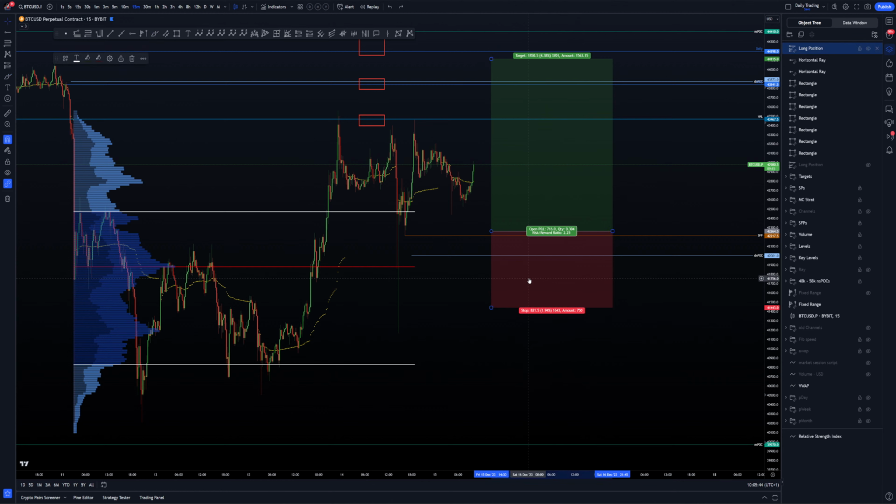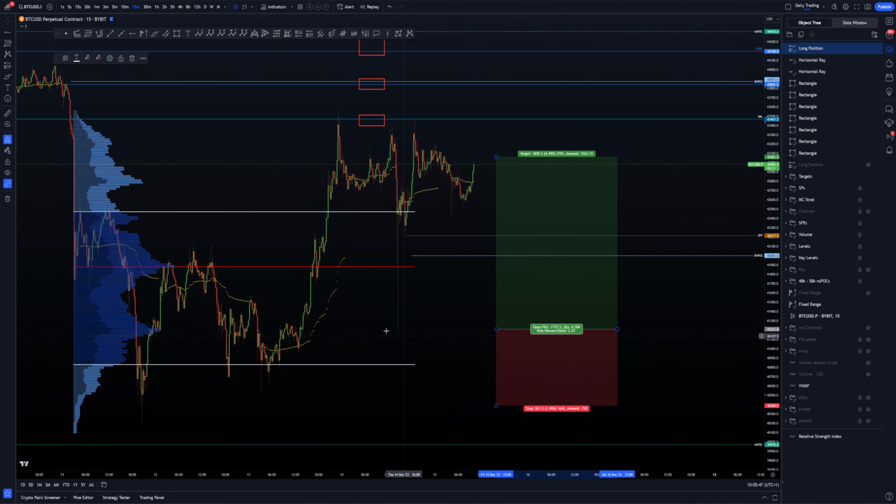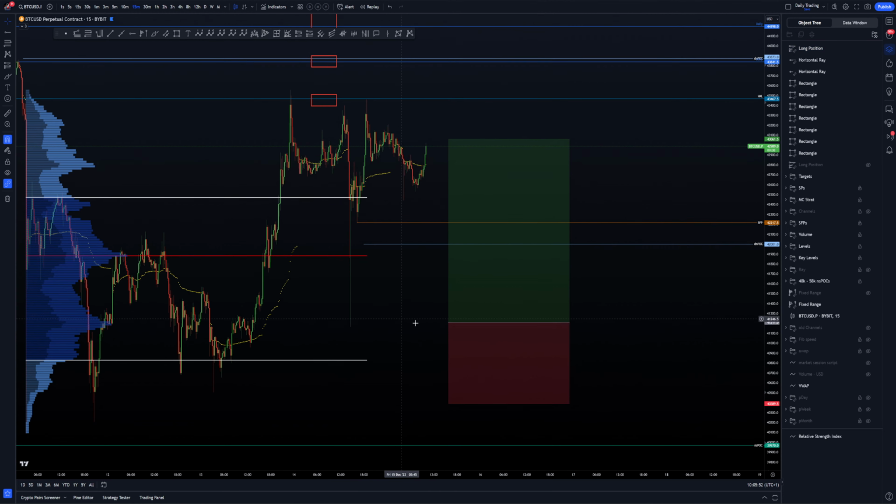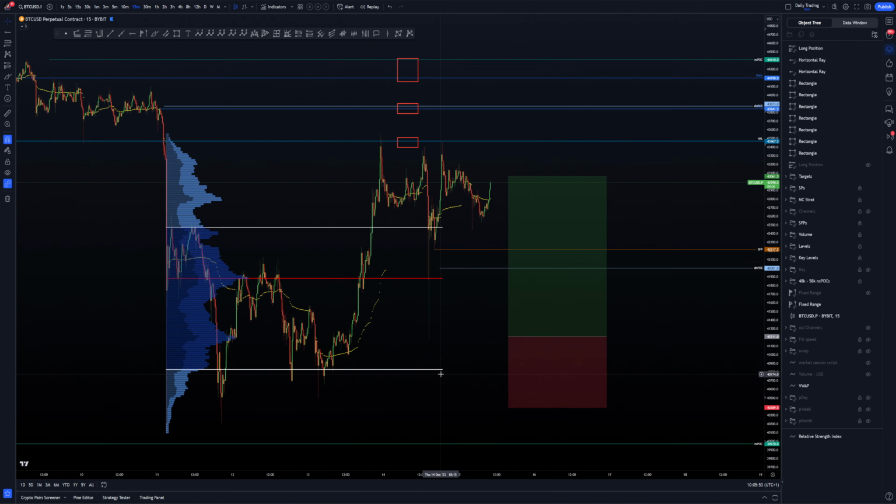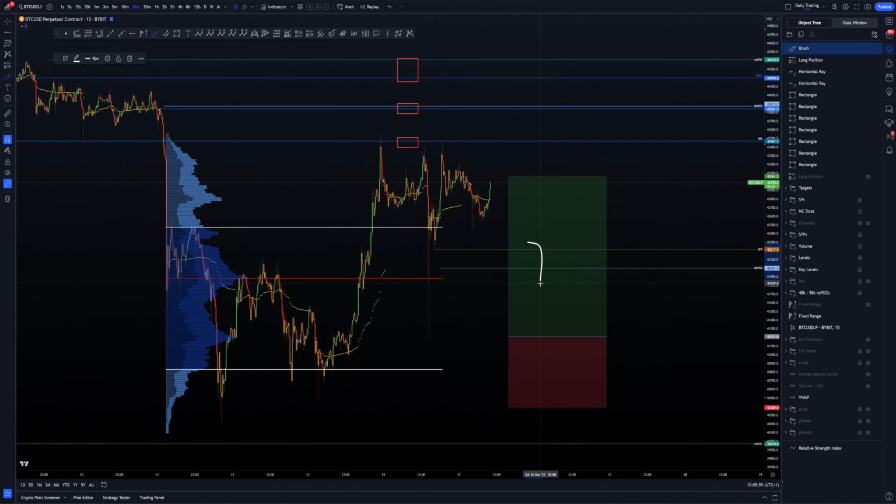So the second possible long idea will be simply here from the swing failure pattern down to this bottom and this value area low here, okay, with the possible swing failure pattern at the bottom, but in that case there will be another long setup. So this is the first possible one, okay, with all this support.